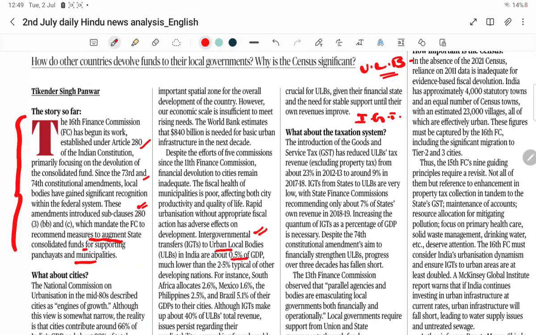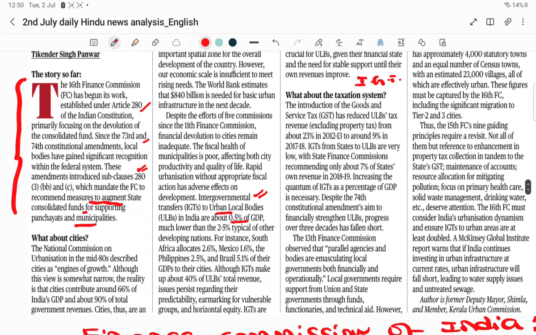See, he is just comparing the two things. On one side, he is saying that cities are playing a very crucial role in our country and in our economy. They are contributing about how much percentage to GDP? They are contributing 66% of our GDP and about 90% of the total government revenue they are supporting. But on the other side, what revenue are we sharing with them?